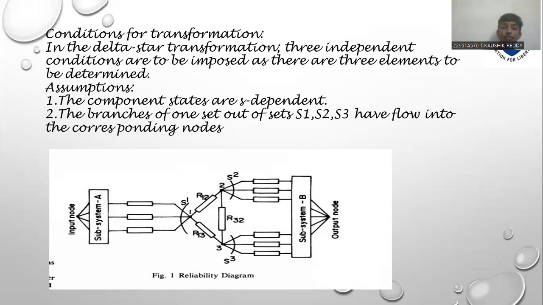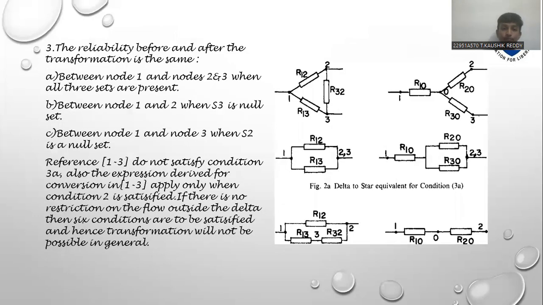So here is a diagram for the reliability diagram. Subsystem A, input node, etc. Subsystem B and output node, etc. The reliability before and after the transformation is the same. A, between node 1 and nodes 2 and 3, when all 3 sets are present. B, between node 1 and 2 when S3 is a null set. C, between node 1 and node 3 when S2 is a null set.